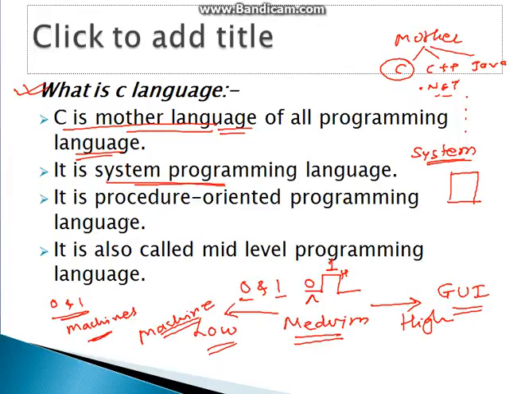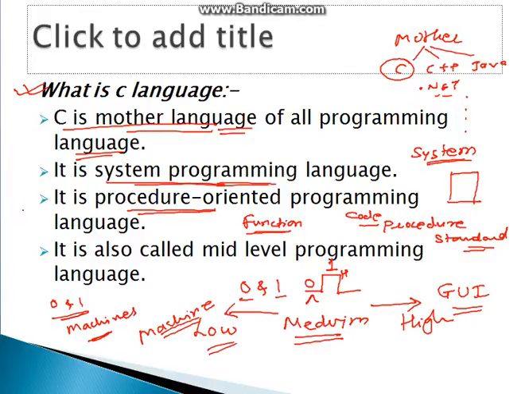Since C is a system programming language, it is also a procedure oriented language. Why is it called a procedure oriented language? Because here we write different kinds of functions, and when the functions are written, specific code is written in the form of procedures. When a procedure is written, it has to follow some standard guidelines, and as per the guidelines this programming works. That's why C is a procedure oriented language. And finally, C is also called a mid level programming language because it forms a middle level category.